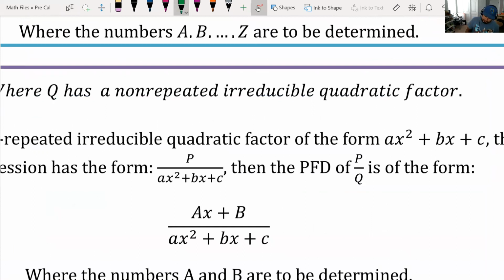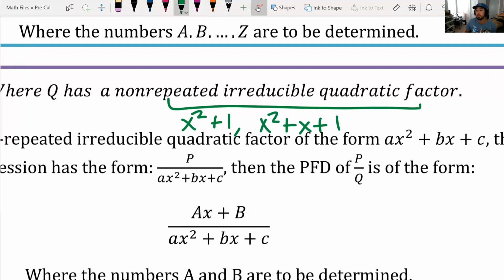Okay, so putting these together, a non-repeated irreducible quadratic factor means I would have something such as x squared plus 1, which is not factorable, or x squared plus x plus 1, which is not factorable as well, and it's not repeated, right? Remember, repeated would mean if this was in parentheses and was raised to the 2nd, we would have 2 of them, but we're only dealing with non-repeated. So you'd have something of that form where you cannot factor it, like let's say 2x plus 4. Cannot factor, and another non-repeated, irreducible quadratic factor.